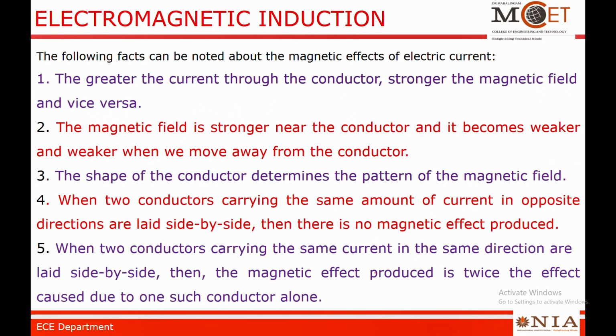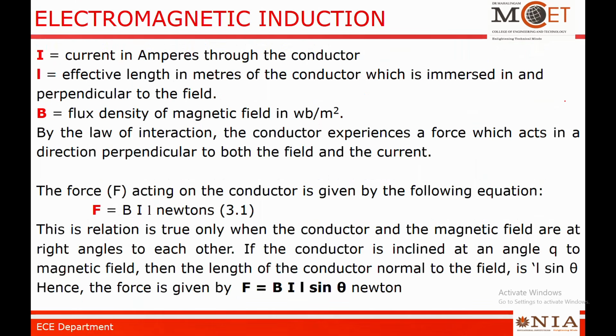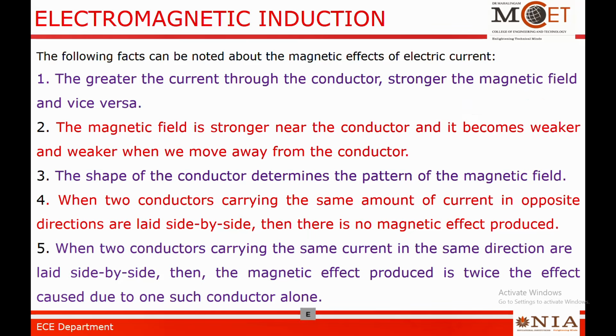Before entering further topics in electromagnetic induction, here we are going to see some factors with respect to the magnetic effect of the electric current. The first factor is that the greater the current through the conductor, the stronger the magnetic field. If the current is high, the magnetic field is also strong. The second factor is that the magnetic field is stronger near the conductor and weaker and weaker as it moves away from the conductor.